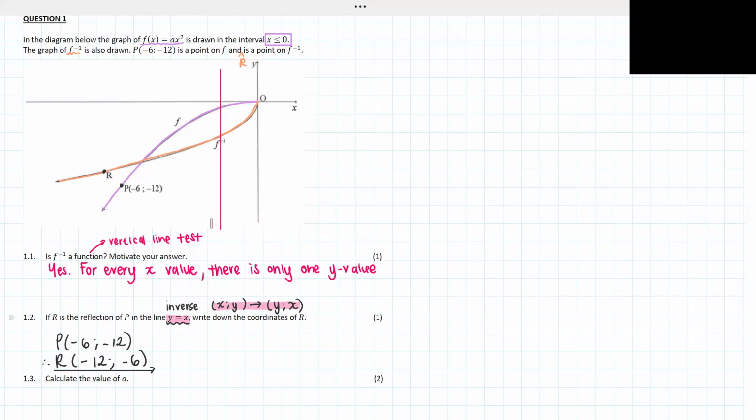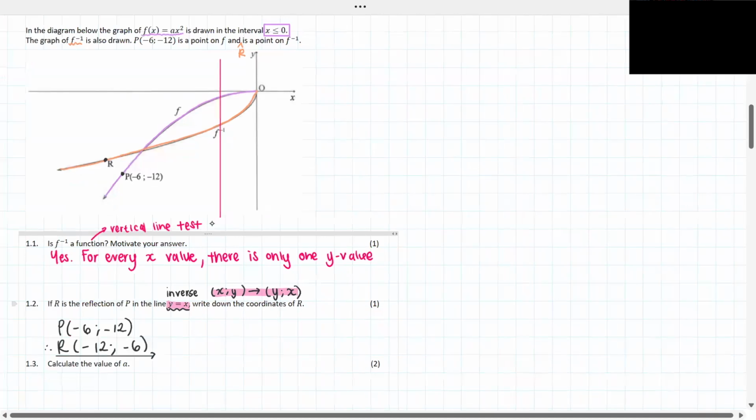All right, so read your questions carefully. Don't get overwhelmed by the language that's being used. I know it can be overwhelming, especially because now we're putting maths and English all in one go, and sometimes that's really tricky. But just read it carefully and go back to the basics. The line y equals x, inverse, swap, sorted.